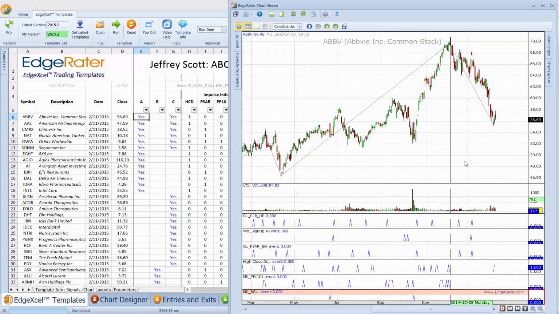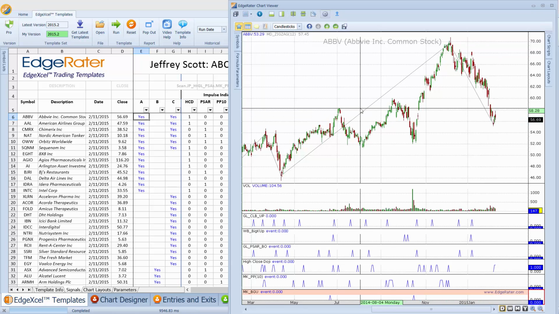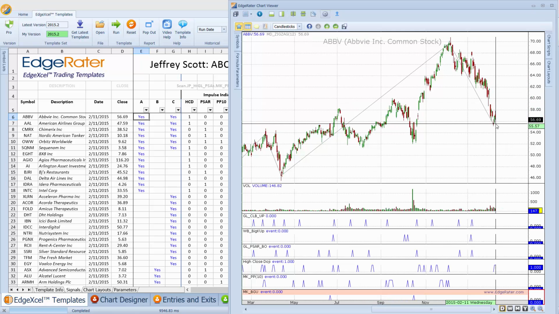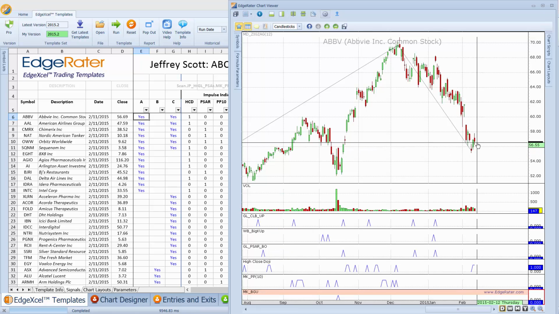And as Jeff said, the A entry is a more risky entry because you're not really sure at that point that it's turning around, and you might need a little bit more confirmation. The way the template works, by the way, is it will look for this turn up at the trough, and it will give a yes value if there's an impulse indicator within 5 bars of this turn up.